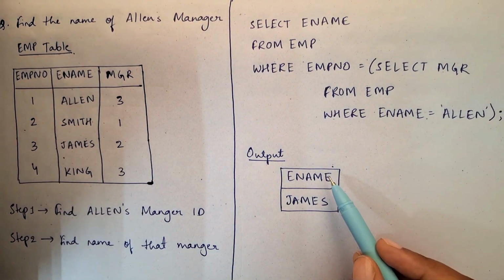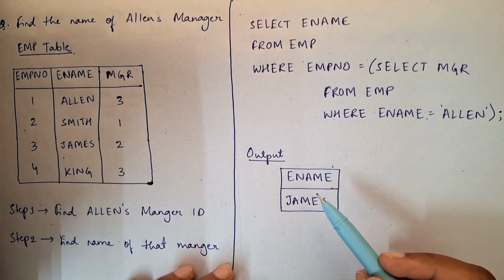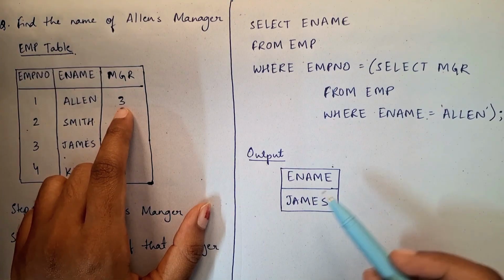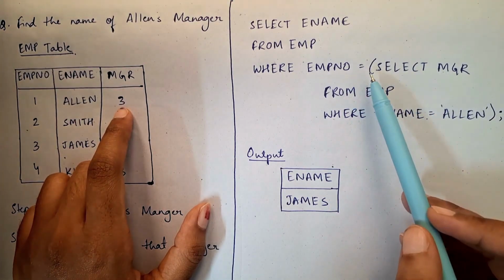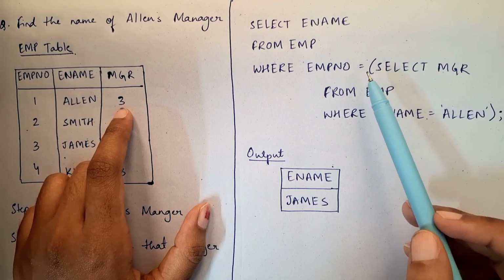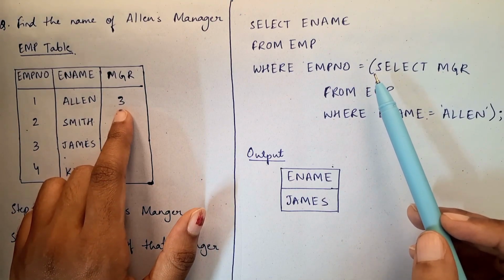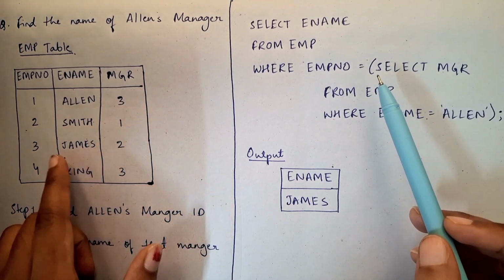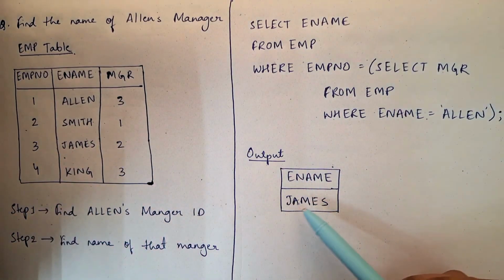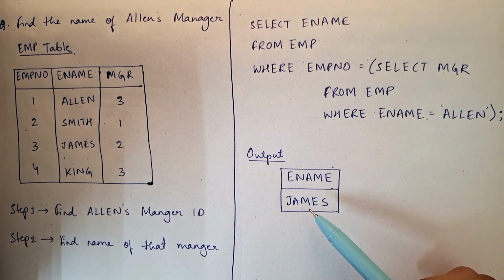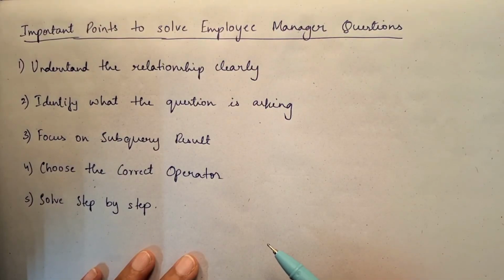So what we did here, guys, first we find Alan's manager ID using a subquery. That subquery returns a value 3. Then the outer query uses this value to find the employee whose employee number is 3. So the final result we get is James, who is Alan's manager. Guys, let me give you 5 simple points. If you follow these, you can solve any employee manager question easily.